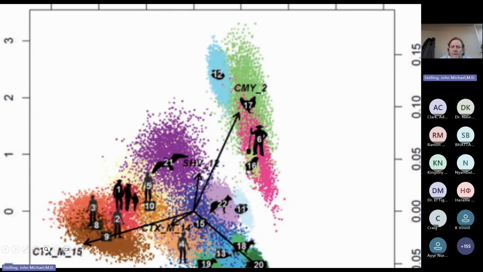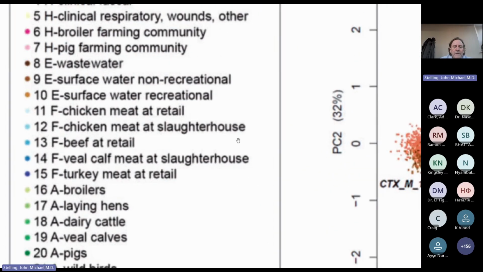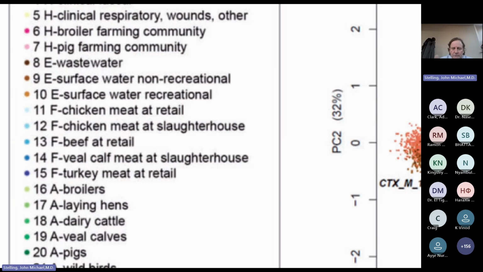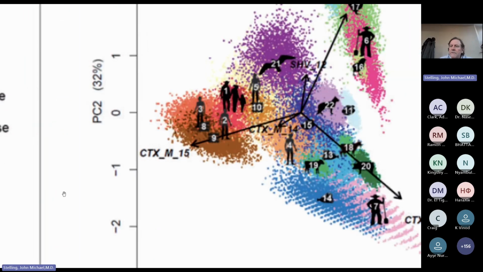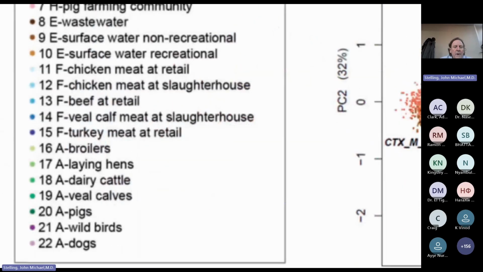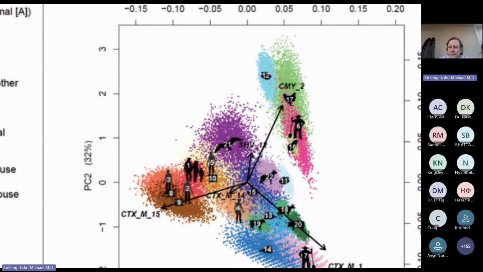6, 12, 17, 16. 6, the broiler farmers. 12, the chicken meat at slaughterhouse. Those are the broilers. 16 and 17, is that right? Yeah, 16 and 17 were the broilers and the laying hens. So in this particular case, there was a lot of overlap between the broilers and the people taking care of the broilers and the slaughterhouse chickens.